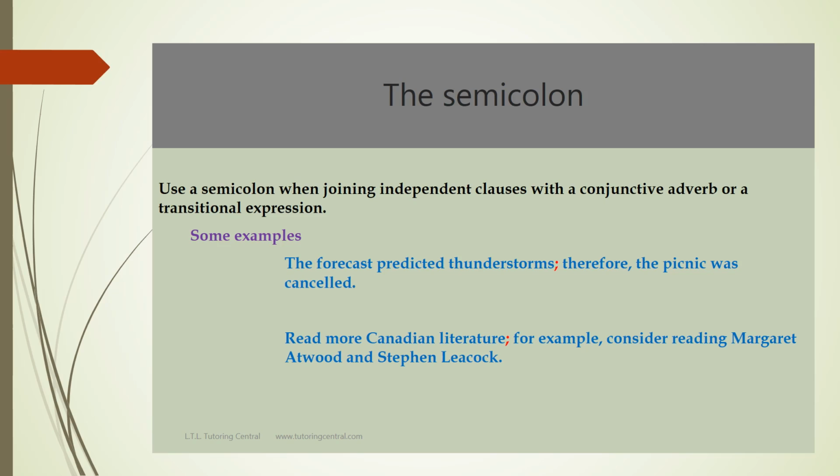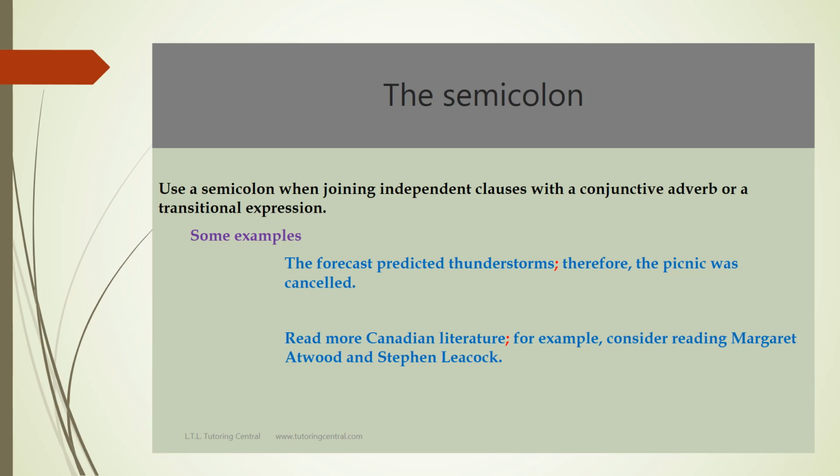And you can tell they're independent clauses or complete sentences because I could say the forecast predicted thunderstorms and just put a period there. That is a complete sentence. The other half, the picnic was canceled, is also a complete sentence. So we can see we have two independent clauses joined by a conjunctive adverb, therefore.